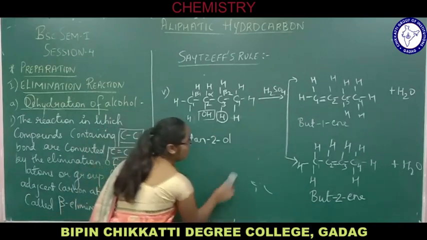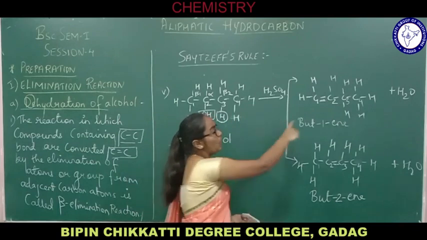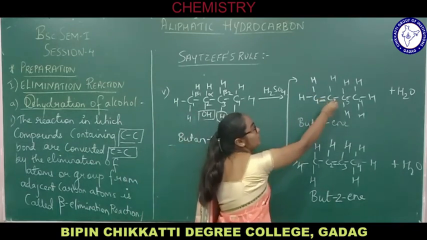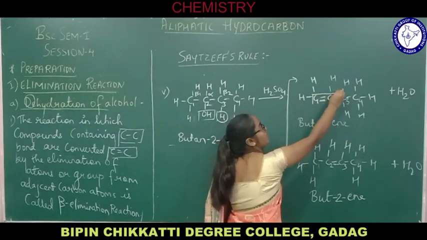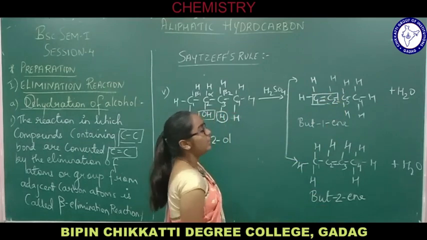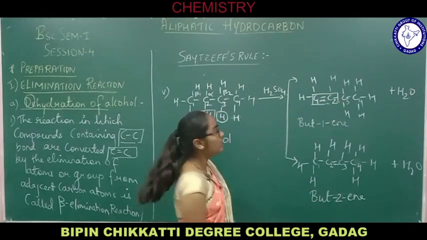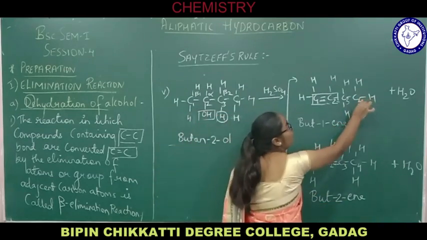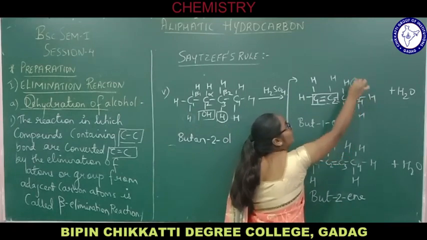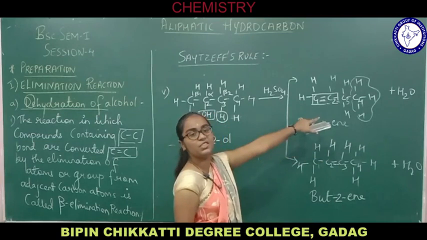Now here in but-1-ene, what is happening? The double bond is present between carbon number 1 and carbon number 2. The number of alkyl groups present in this product is only 1. How come 1? See here, carbon number 4, here 1, 2, 3. So this is the methyl group. This is the one alkyl group. Only one alkyl group is present here.